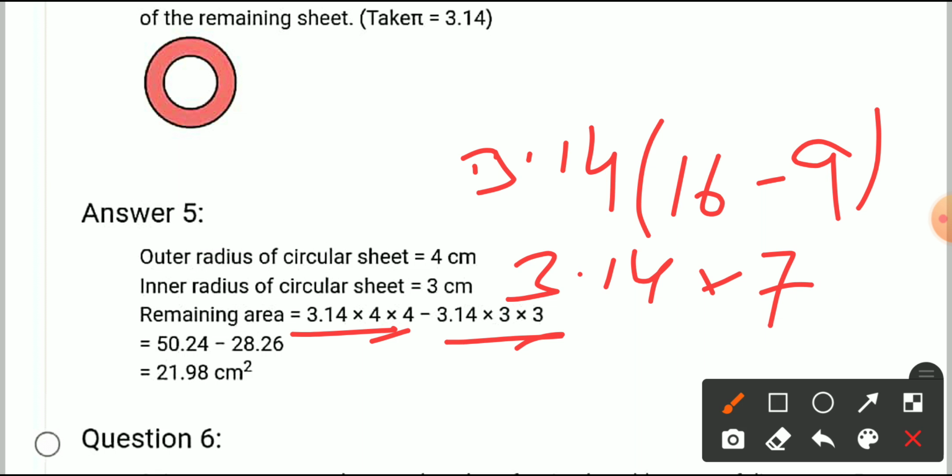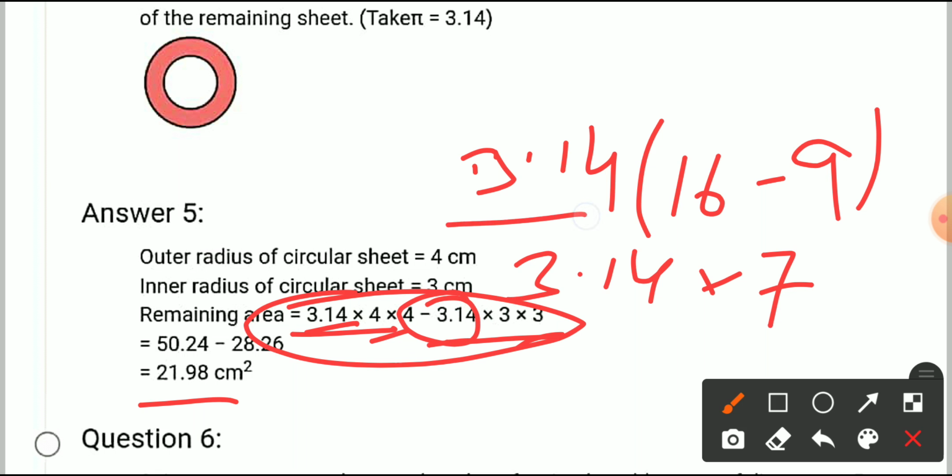Now multiply this, you will get the answer 21.98. I think this one is the easy one as compared to this solution. Here we can see that 3.14 is in both places, so by using the distributive property we can take 3.14 common, and the remaining thing we will multiply here: 4 4s are 16 and 3 3s are 9.